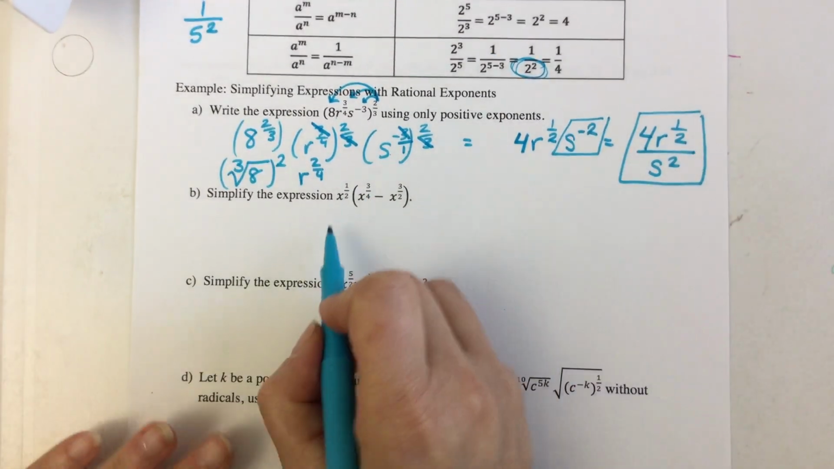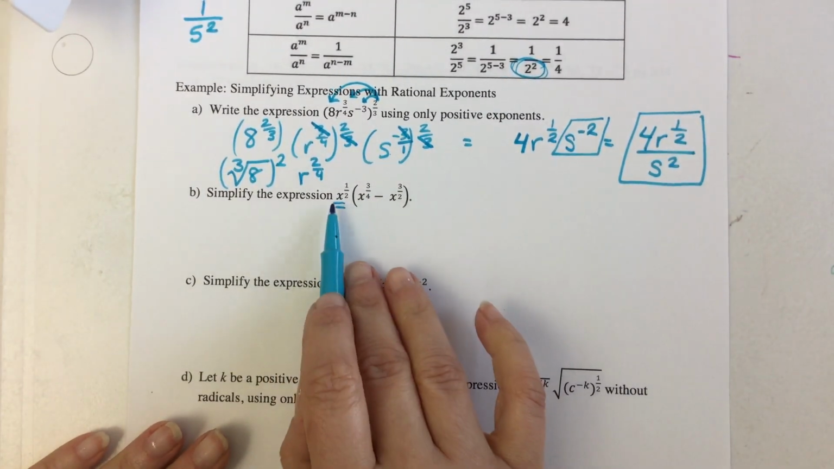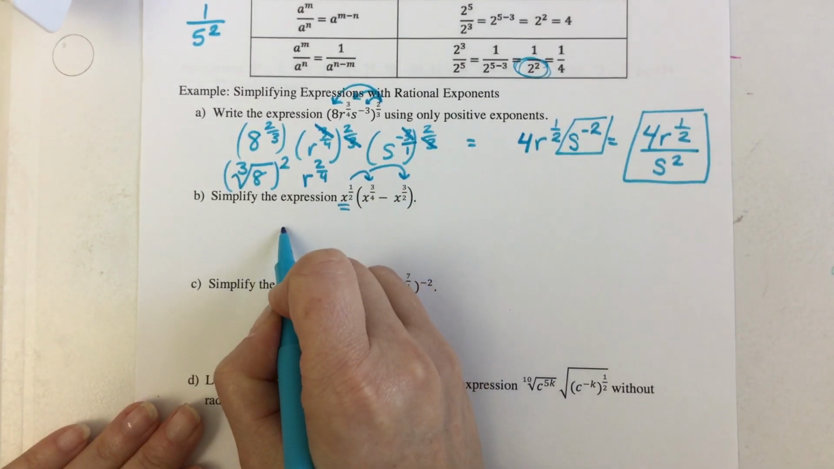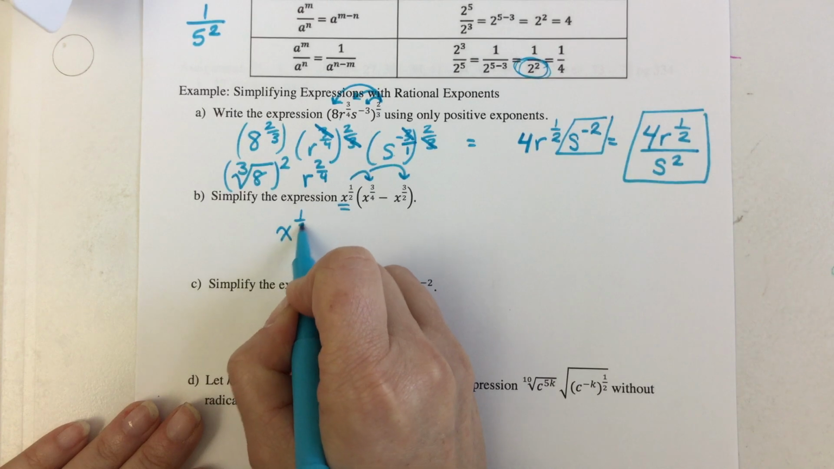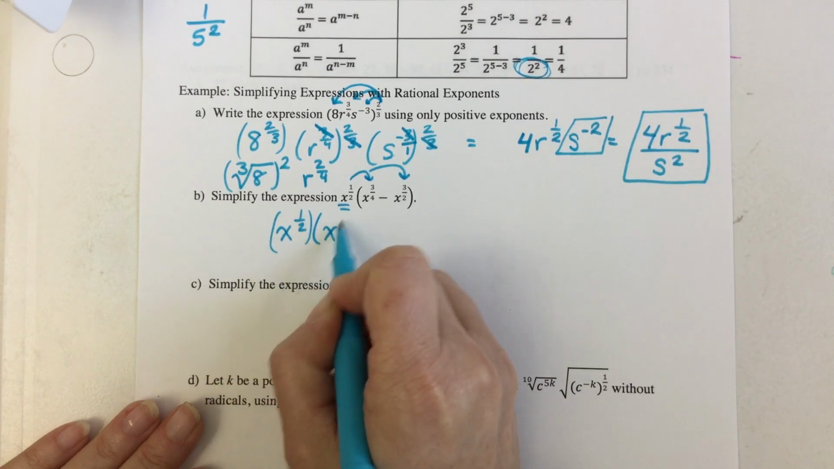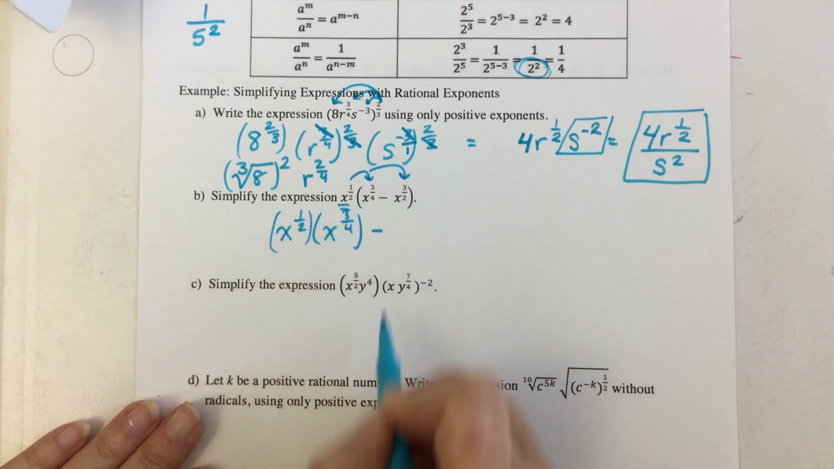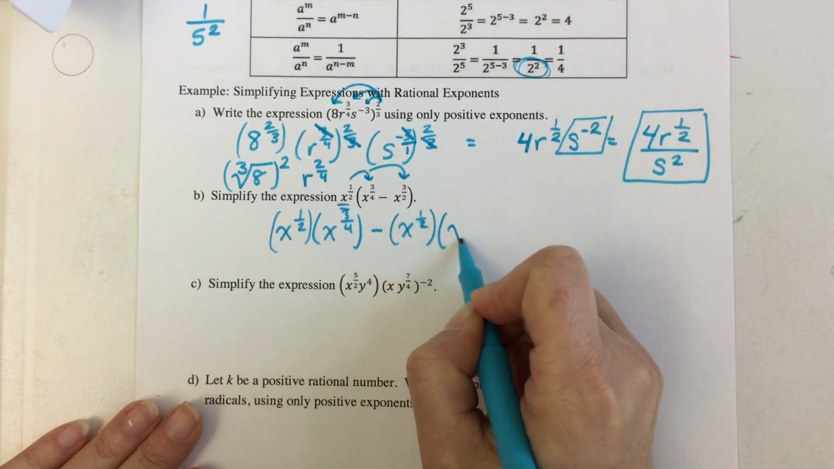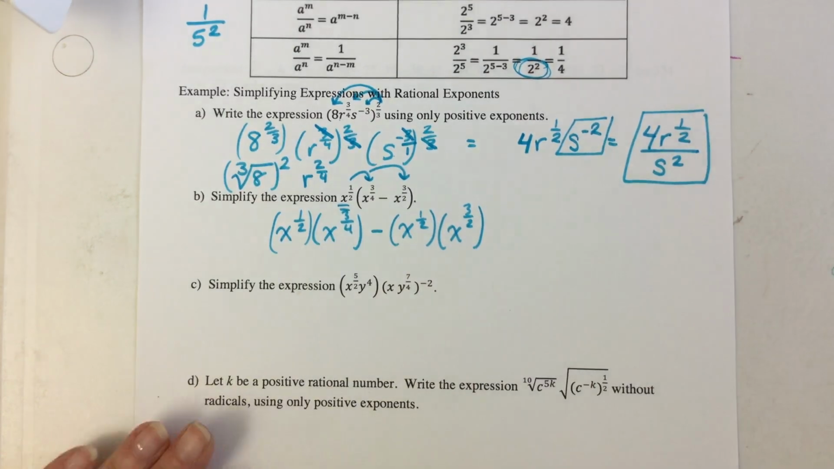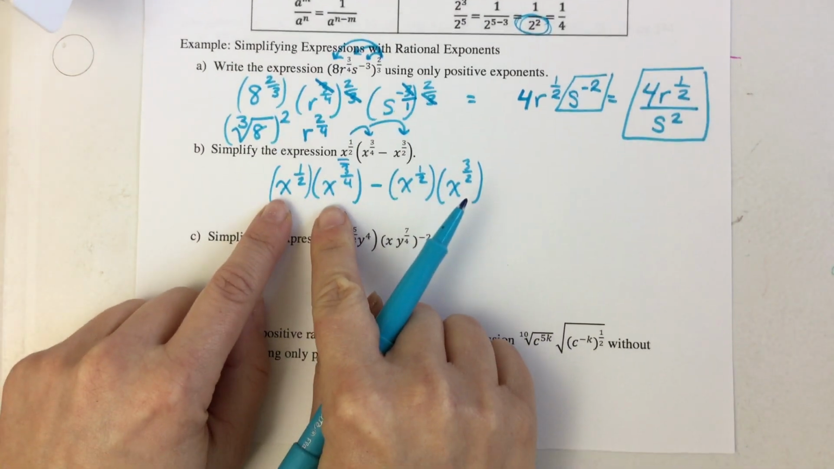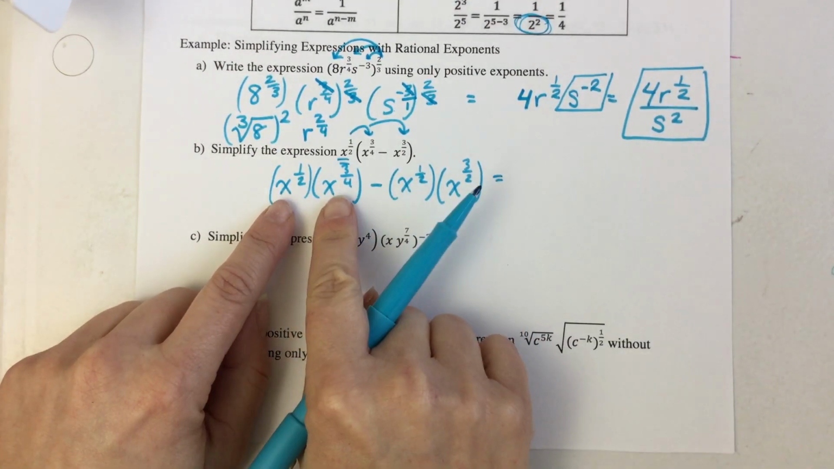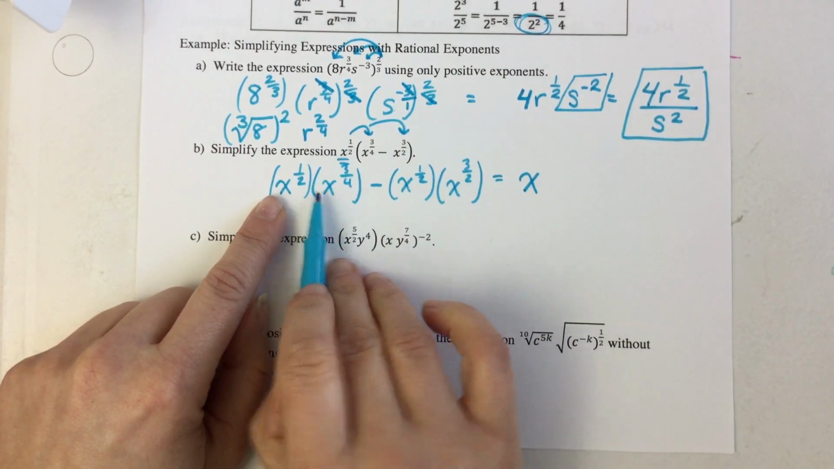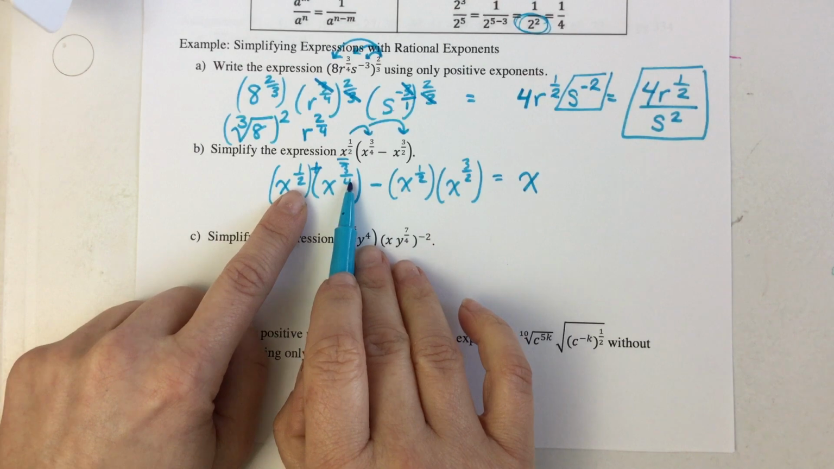What I'm doing here, I can distribute. If you're taking one term times 2 terms, you're actually distributing. So this is what this would look like, guys. So I'd have x to the 1/2 times x to the 3/4 minus, I would have my x to the 1/2 times x to the 3/2. When you're multiplying those, you have the same base. So you write the base once. Because you're multiplying, you add the exponents.